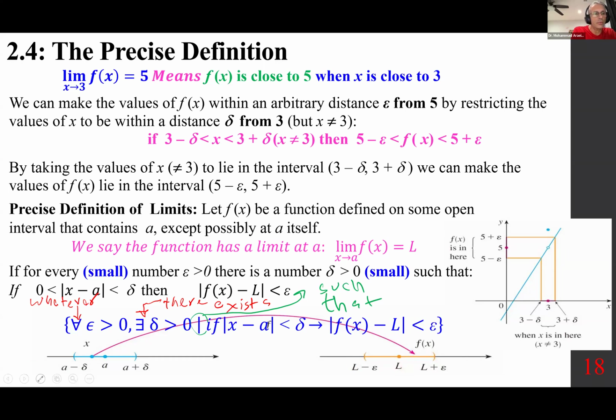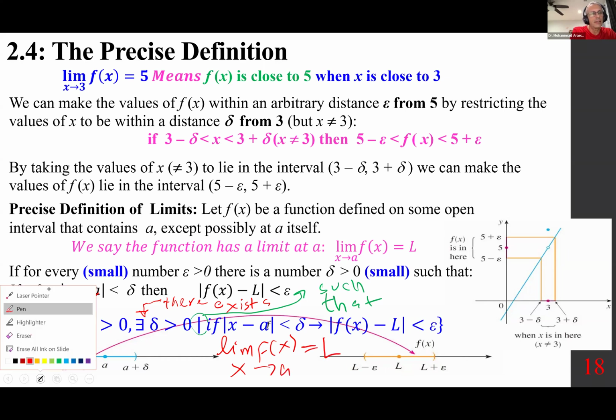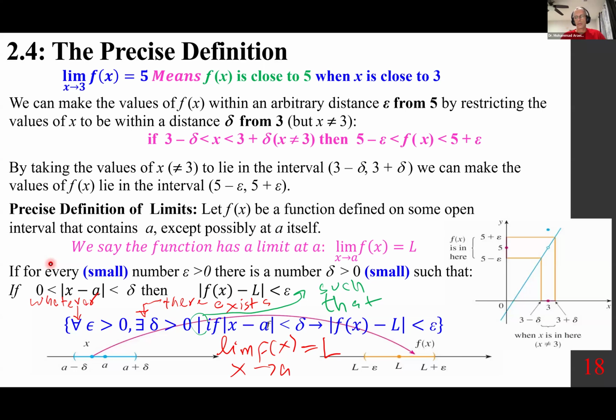So we are dealing with the following situation, the limit of f of x as x approaches a equals L. That's the meaning of it. All right. So that's a precise definition.